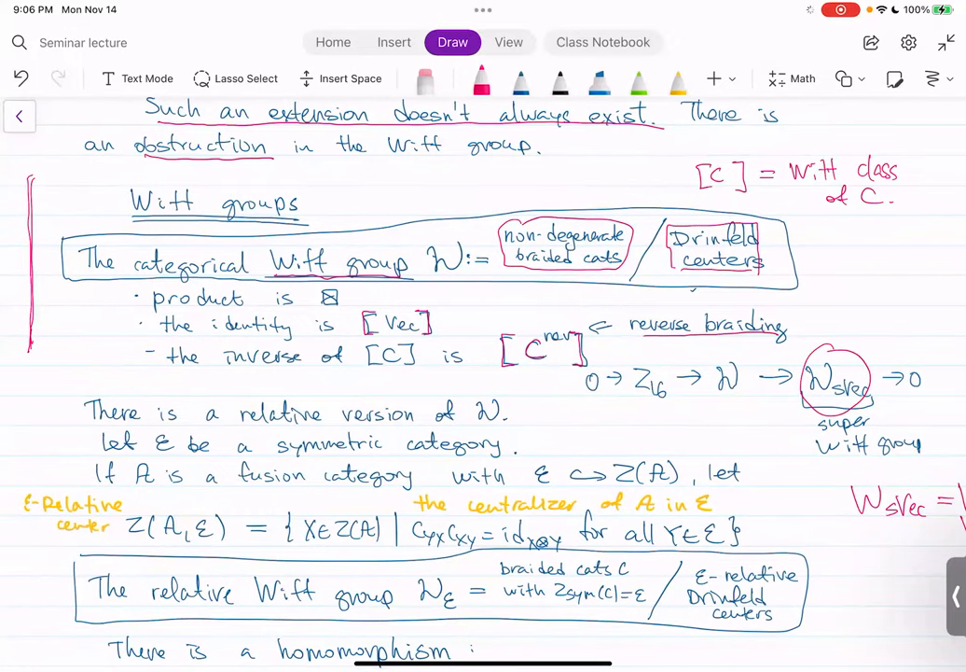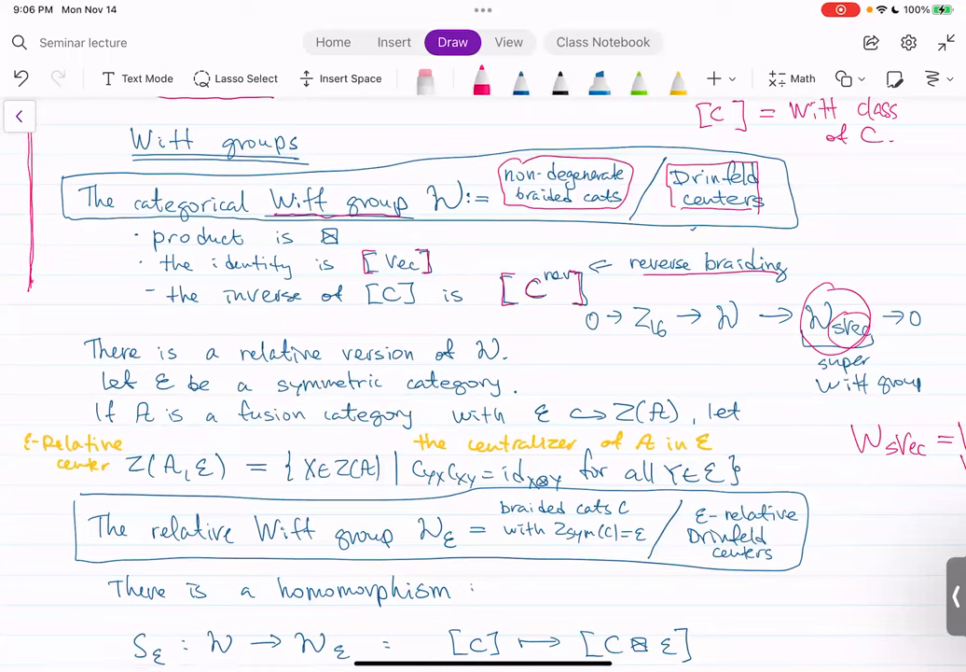Sure. Okay, so incidentally, I was about to introduce what this means. Namely, there is a relative version of the Witt group, which is defined as follows. Fix a symmetric category E. What we are going to do is consider braided categories that are degenerate, but with the following property: this degeneracy is controlled by the symmetric center, which is the symmetric category E. So we can call them non-degenerate over E. So the symmetric center is fixed, it's E.